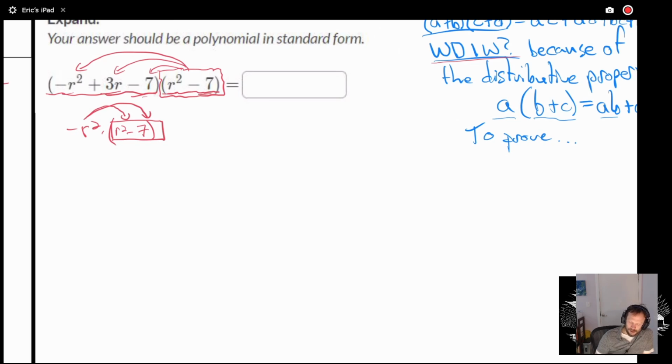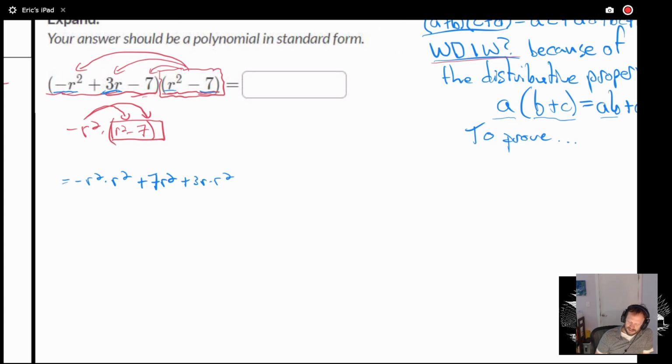Okay, so let's do this then. We're going to take this negative r squared, and we're going to ensure that we multiply this by both of these terms here. Negative r squared times r squared. What's that? Well, I'm not sure, but let's just write it down. Negative r squared times negative 7. Negative times a negative is a positive, and then I just have 7r squared. Okay, and now focusing on the 3r and distributing that. 3r times r squared. What's that? I'm not sure, but I'm going to write it down. I am actually sure. Just play along with me.